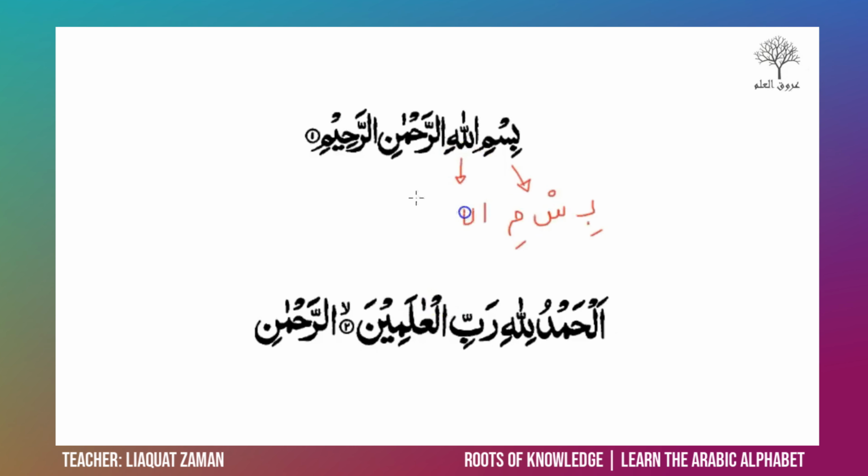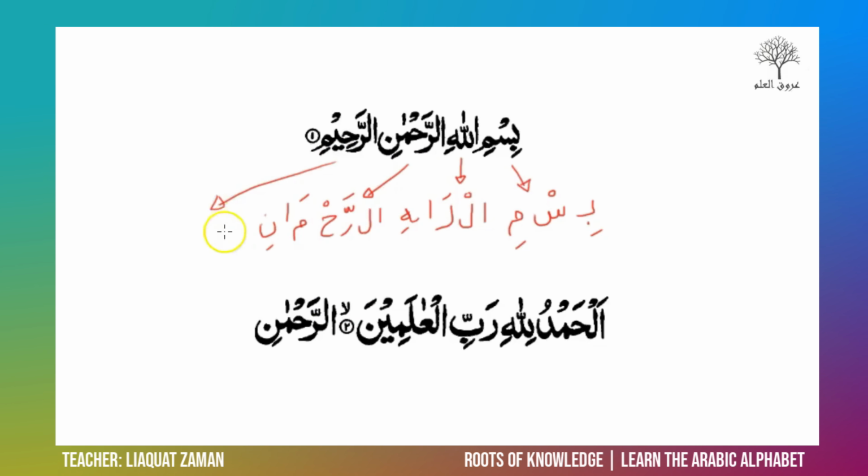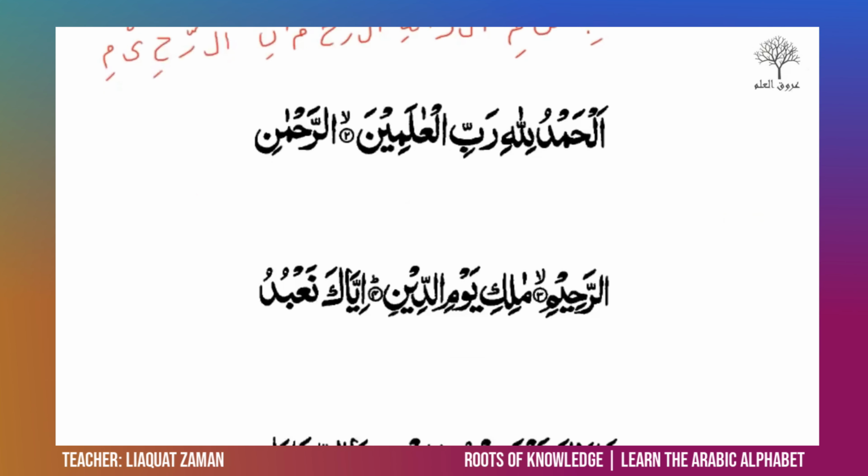I'm breaking it down here word by word, and try and work out the pronunciation of each of the words in the Arabic. So Bismi, and then Allahi, then Ar-Rahmani. Remember the Shaddah represents two letters. Ar-Rahimi. So Bismillahir Rahmanir Rahim. Have a go at that. Bismillahir Rahmanir Rahim.